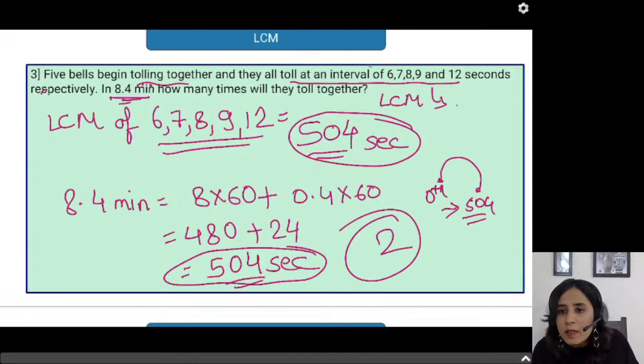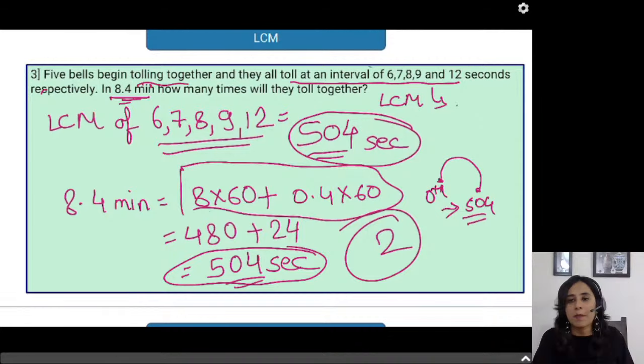Shantanu Gaur is asking, ma'am, why didn't you directly multiply 8.4 by 60? No, no, I have done the same thing. I have multiplied 8.4 by 60. I've done the same thing, Shantanu. I am sorry if I've confused you. 8.4 into 60 is 504.